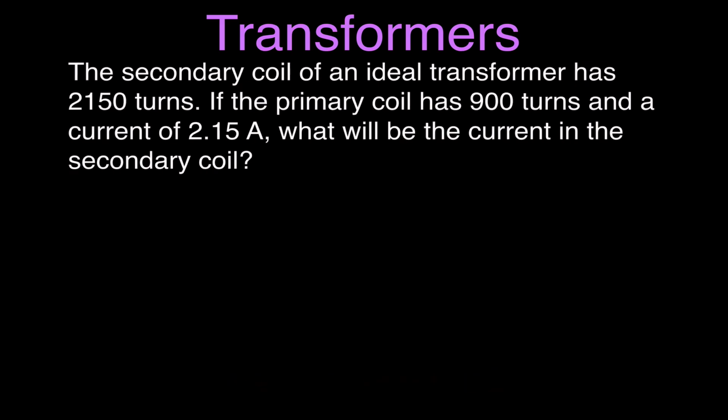Okay, the next one, we have an ideal transformer. The secondary coil has 2150 turns. Turns, windings, coils, same thing. If the primary coil has 900 and there's a current of 2.15, what would be the current through the secondary coil? Now you can see we have more windings on the secondary than on the primary. So we should be thinking, is it going to be more or less than 2.15? More windings on the secondary should be less current.